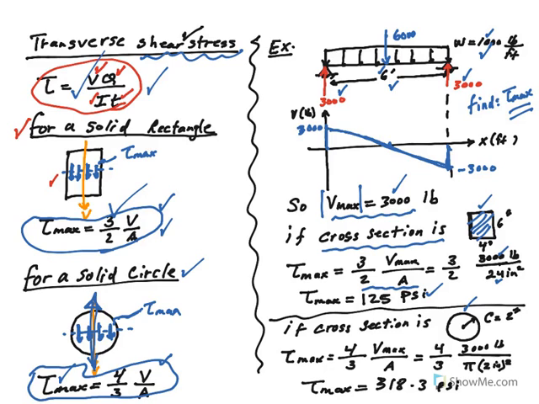What if the cross section of this beam here is a solid circle? And by the way, remember that the maximum shear stress happens right here, right on the neutral axis. The tau max that I calculated refers to this. Similarly here, the tau max happens right on the neutral axis, right in the center. And it's equal to what? 4/3 V over A. Again, 4/3, V is 3,000, and the area is pi r squared. The radius is 2. We get a tau max of 318.3 psi.